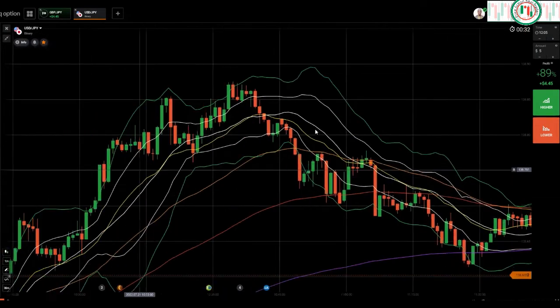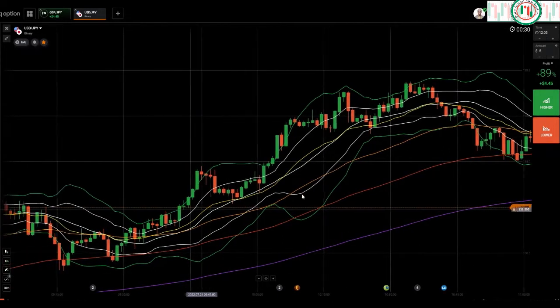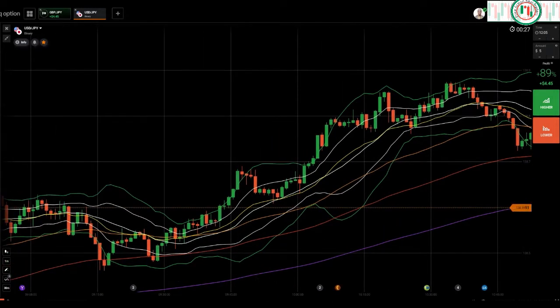So let me just continue the explanation. So you see here, this is the alignment. You see 200, you see 100, you see 50, you see 20, then you see engulfing here. Then you draw like this, just draw like this. Let me check this one, it will be more straight.